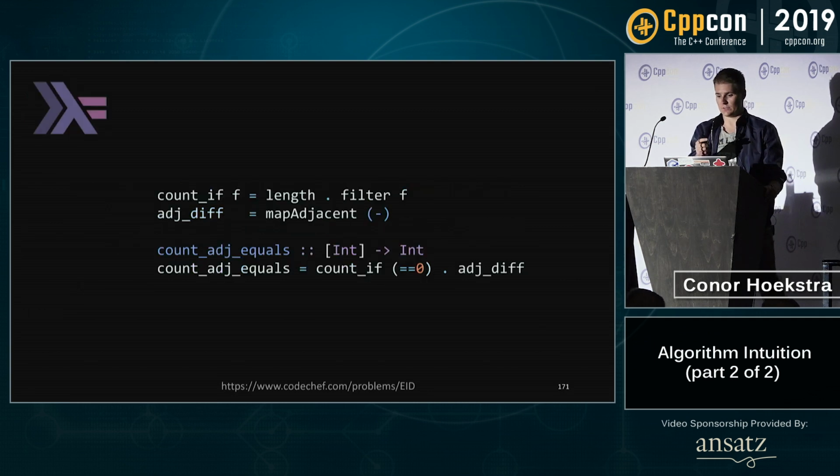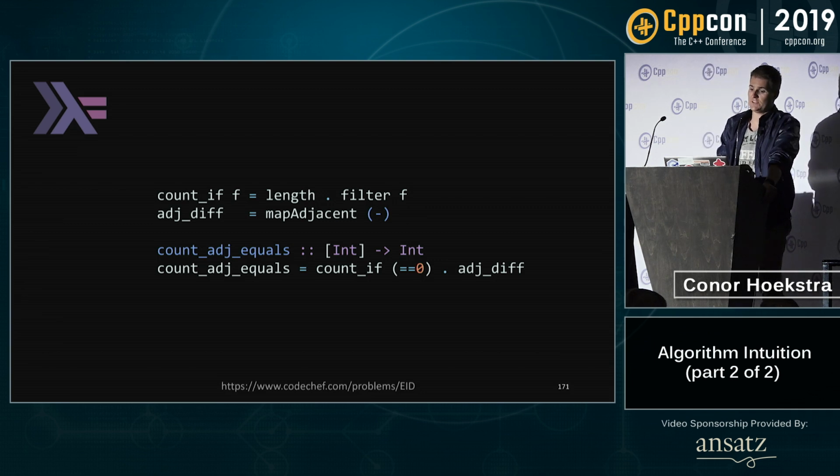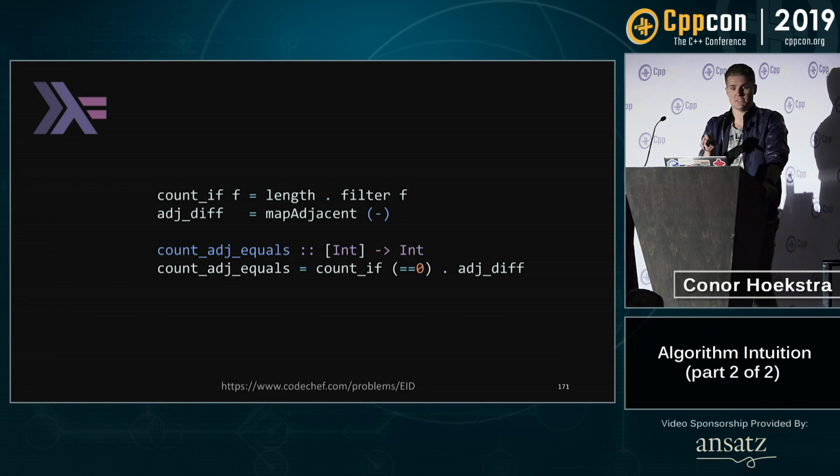I've actually shown this example in a lightning talk that you can find on YouTube. It shows how easy it is to write STL algorithms in Haskell. We can define count-if just by composing length and filter. And adjacent difference is just the generic algorithm map adjacent using the minus binary operation.